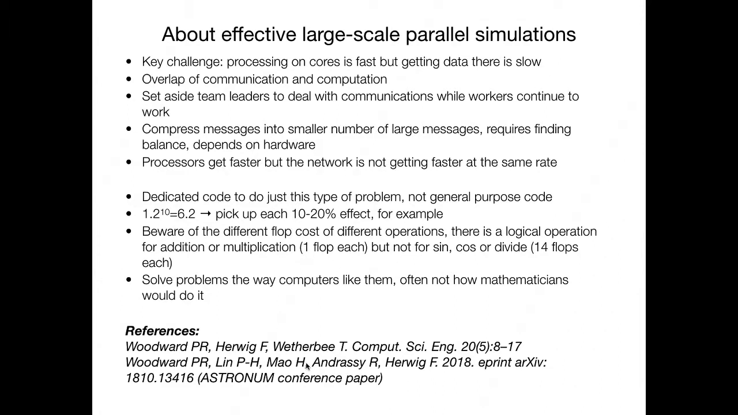But briefly summarizing, the key challenge for effective large-scale parallel simulations is that the processing on the core is generally speaking fast, but getting the data there is slow. One way to address this that Paul Woodward has implemented in his codes quite effectively is to overlap the time that is spent on communication with the time that actual computations are done. So for example, there are team leaders specifically set aside to deal with communications while the workers continue to work. The whole domain is divided into compartments that are orchestrated by team leaders that manage the communications while the workers just do what they do best, which is to work.